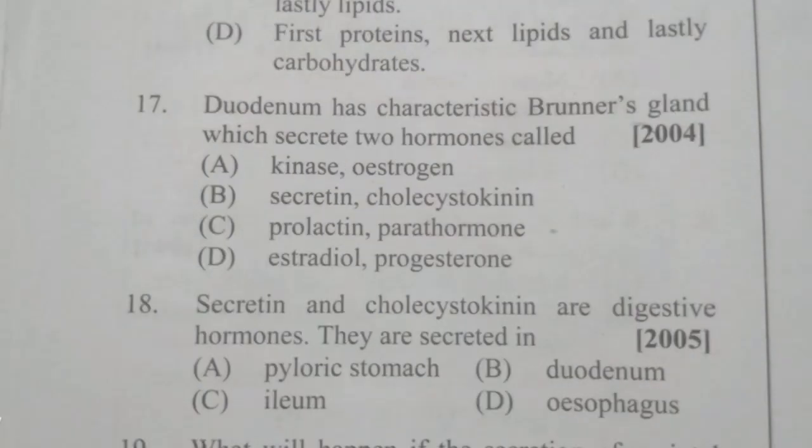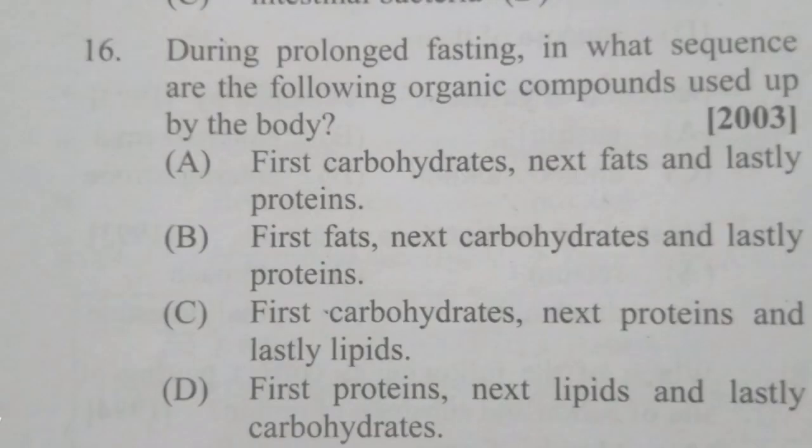Okay, we have two questions on our screen. Duodenum has characteristic Brunner's glands which secrete two hormones called, as we already know, the correct answer is B, secretin and cholecystokinin. And our next question is, secretin and cholecystokinin are digestive hormones that are secreted in the duodenum. Correct answer is B.